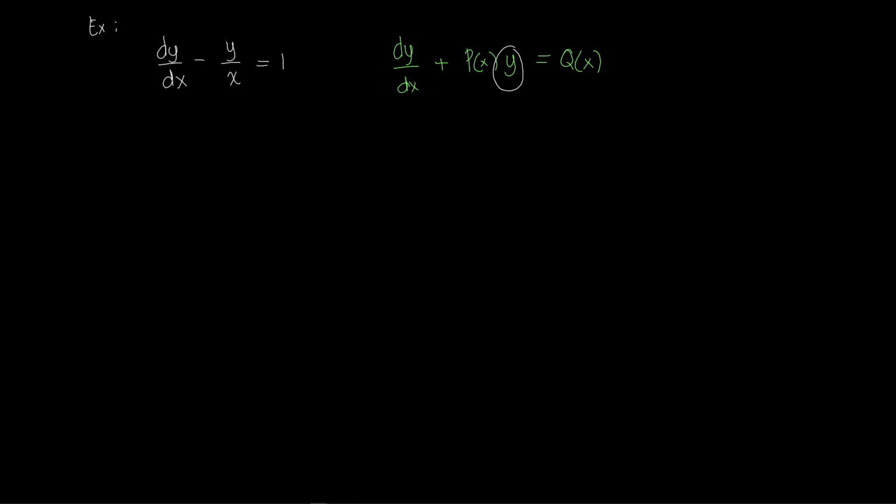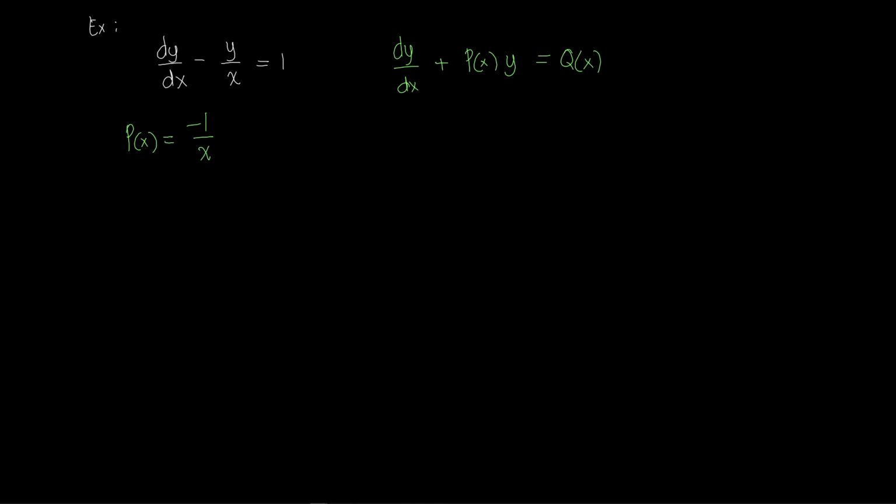Why? Because y is there, and its power is raised to the power of 1. Then out from that, our p of x is this one. We can say that p of x is equal to negative 1 over x. There is a 1 there by default.